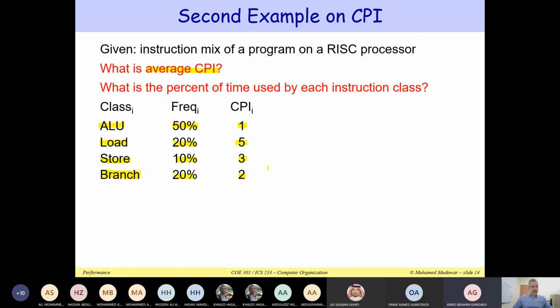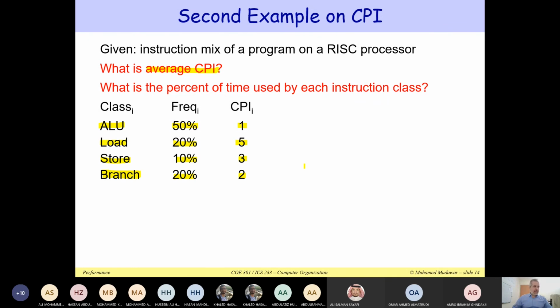No, they have different weights. So it's not just adding these 4 numbers and dividing by 4. This is not how we calculate the average. This is not a simple average. This is a weighted average because the frequencies of these instructions are different. They are not the same frequency. So we have to calculate a weighted average, as you said, Ali. So we have to multiply.